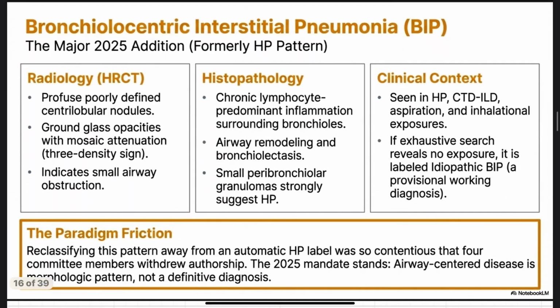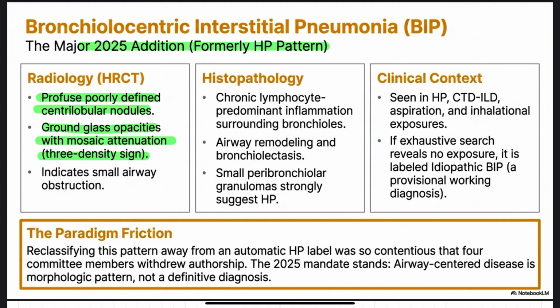And bronchiolocentric BIP is a new addition, formerly known as HP pattern. So here it is again, how it is going to present: profusely poorly defined centrilobular nodules with GGOs with mosaic attenuation. So we all know this three density sign, that is normal attenuation, hypoattenuation and hyperattenuation.